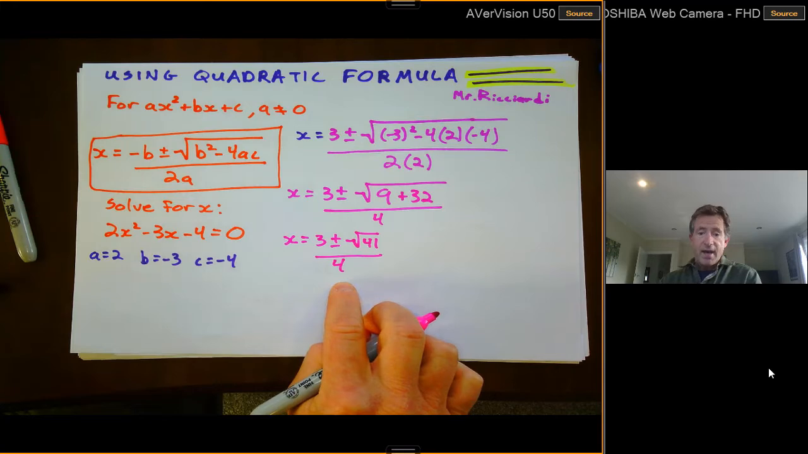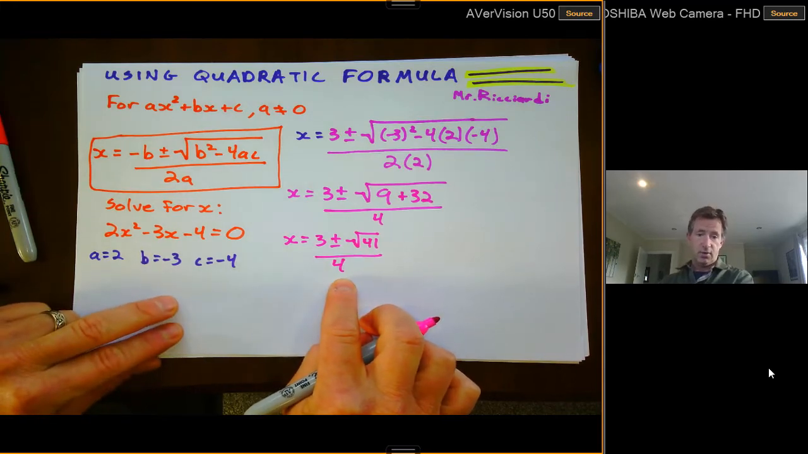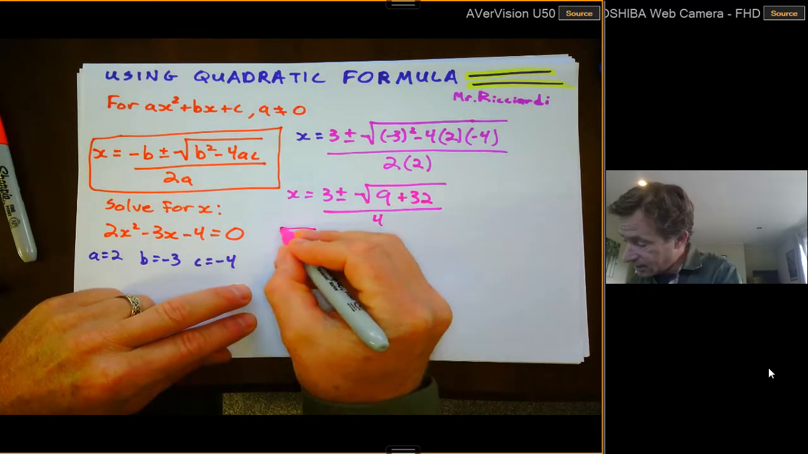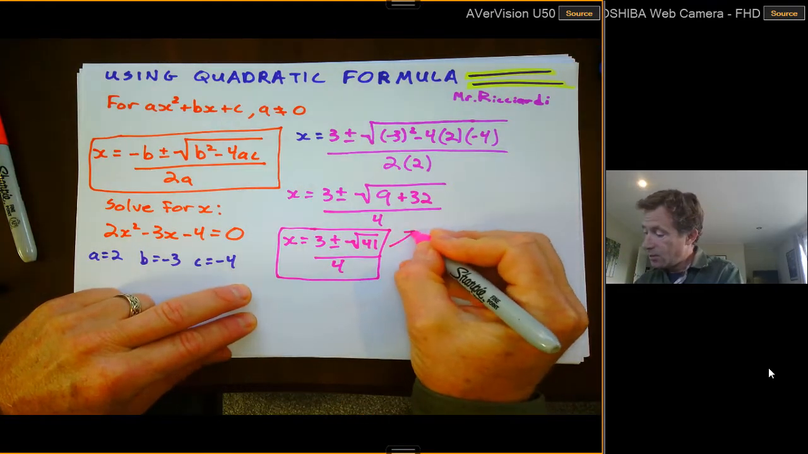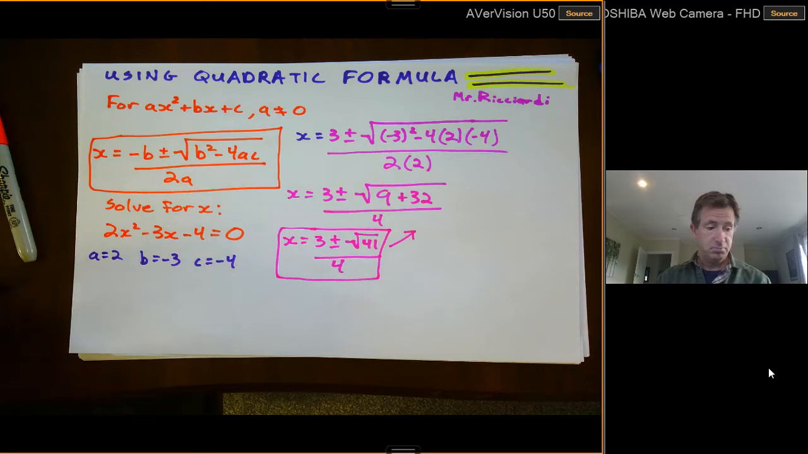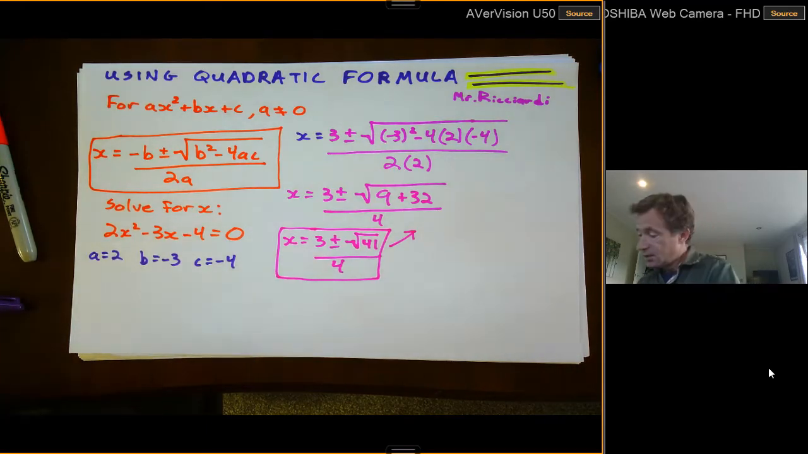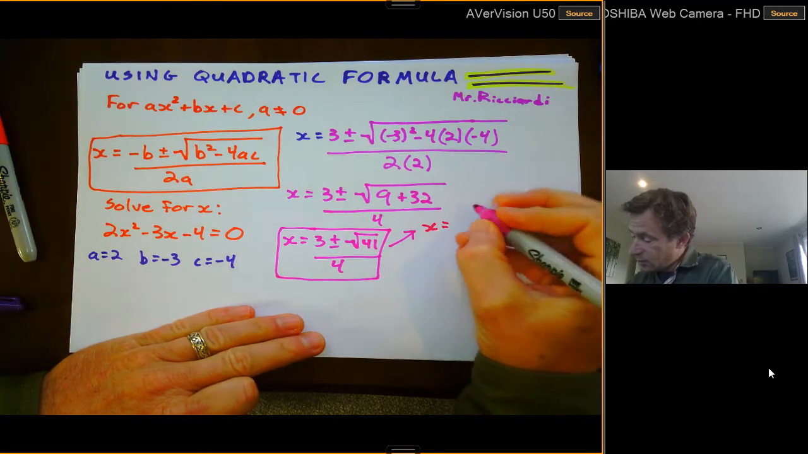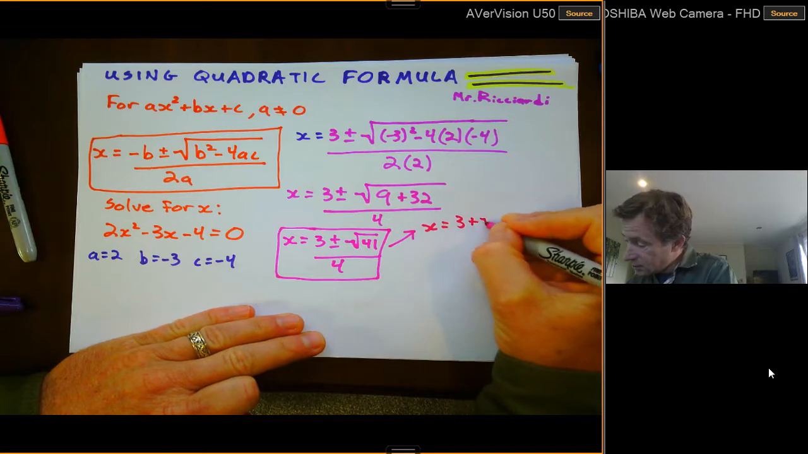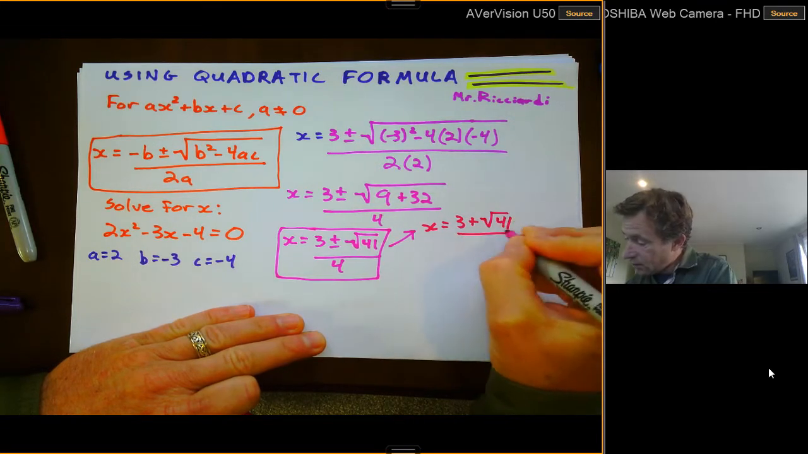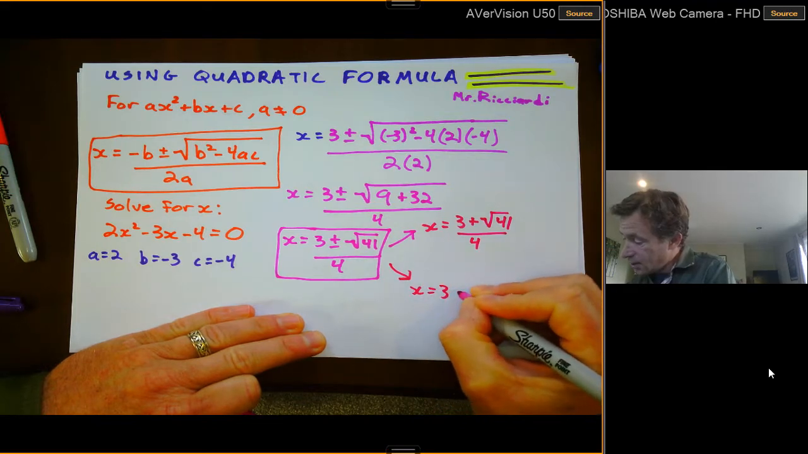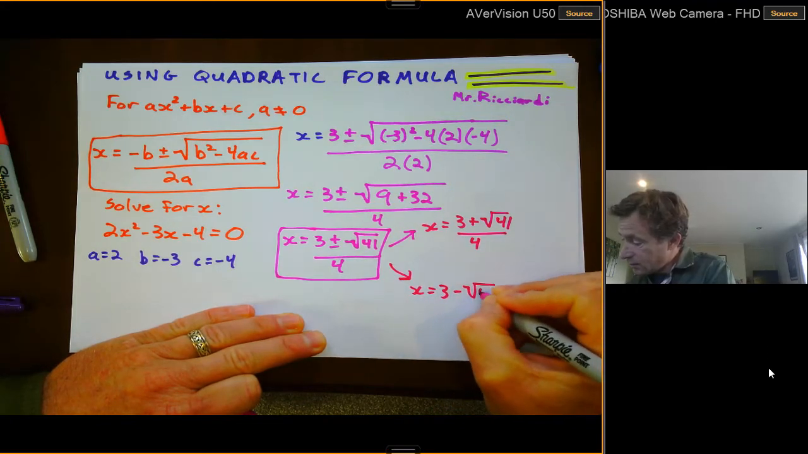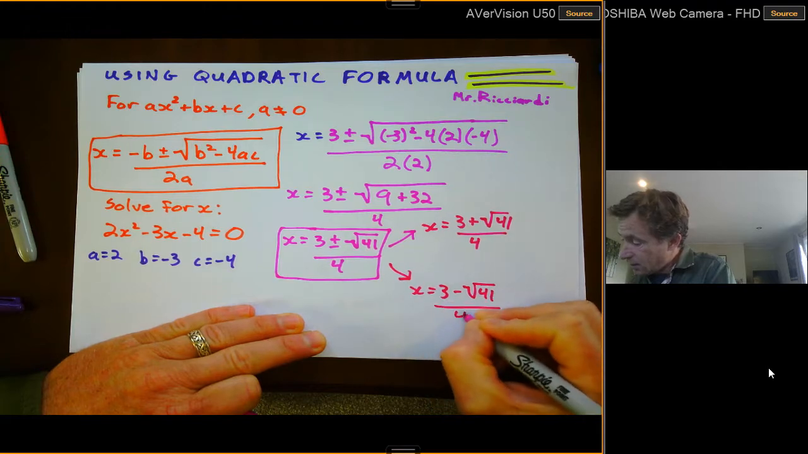Now right there, that is my exact answer. I can box that and say these are my two solutions. One solution is x equals 3 plus the square root of 41 over 4, and another solution is x equals 3 minus the square root of 41 over 4.